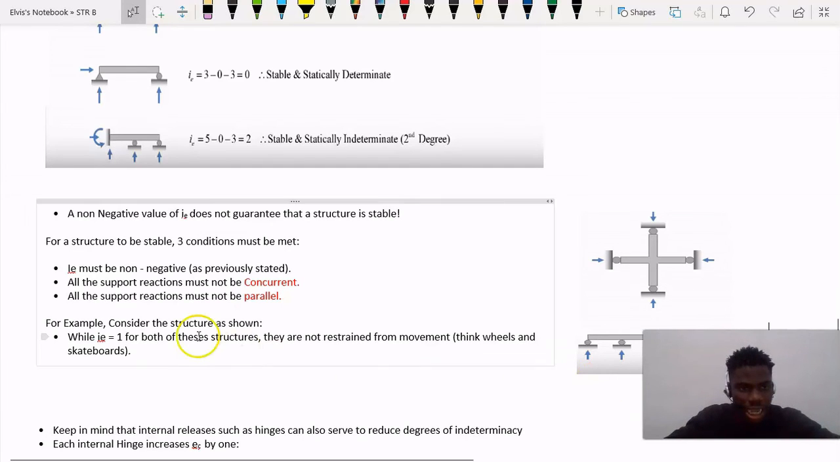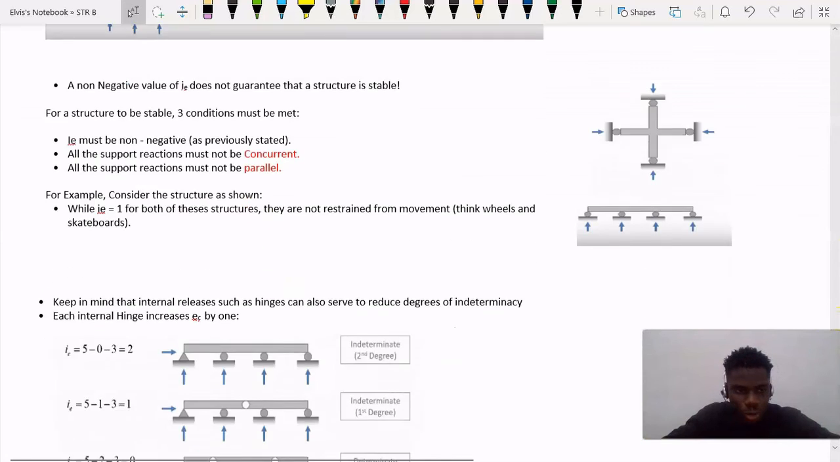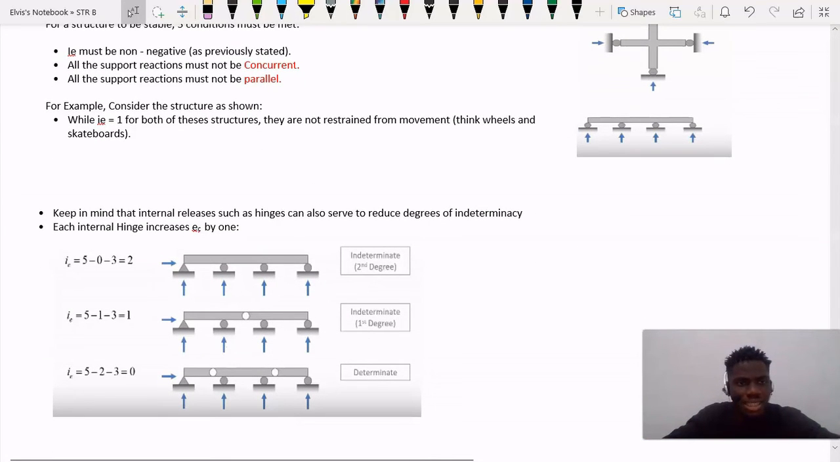Now, guys, for example, in the structures as shown, while I sub E is equal to 1 for both structures, they are not restrained against movement. That is the wheel and the skateboard, like I explained earlier. So guys, let's move on. Now guys, keep in mind that internal releases such as hinges, like I said earlier, can also serve to reduce the degree of indeterminacy.